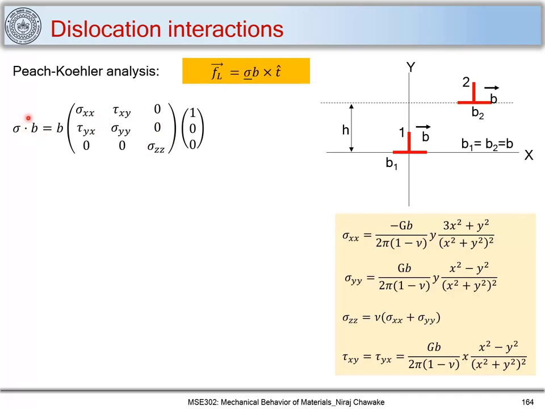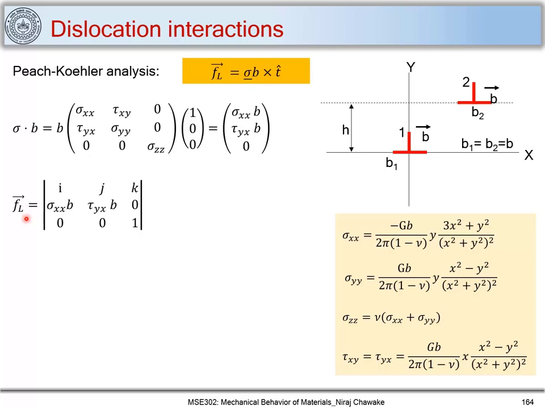So let's find out what sigma dot b is. What you get is that sigma dot b is equal to sigma xx b, tau yx b, and 0. So this is what we get as sigma dot b. Now let's find out what sigma dot b cross t is.